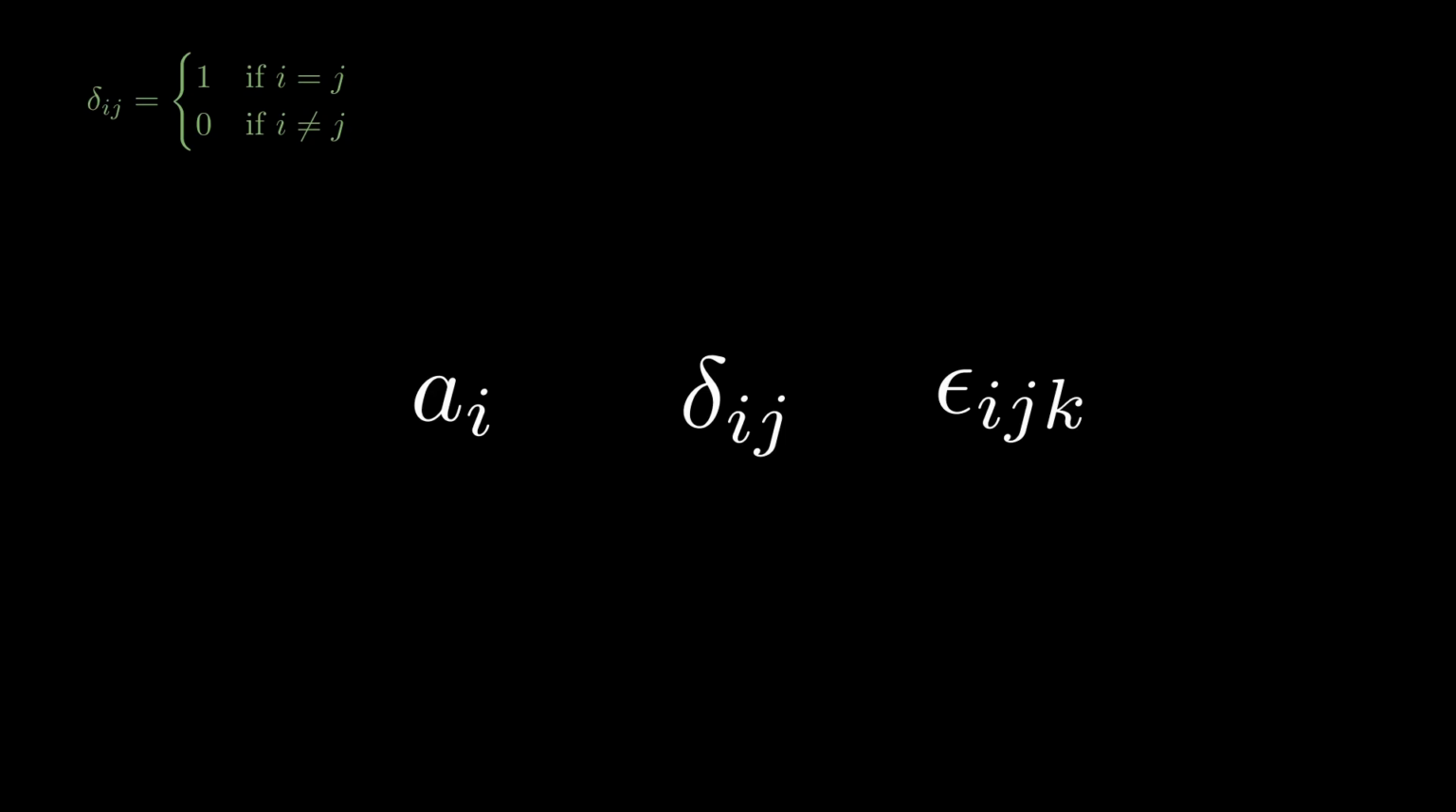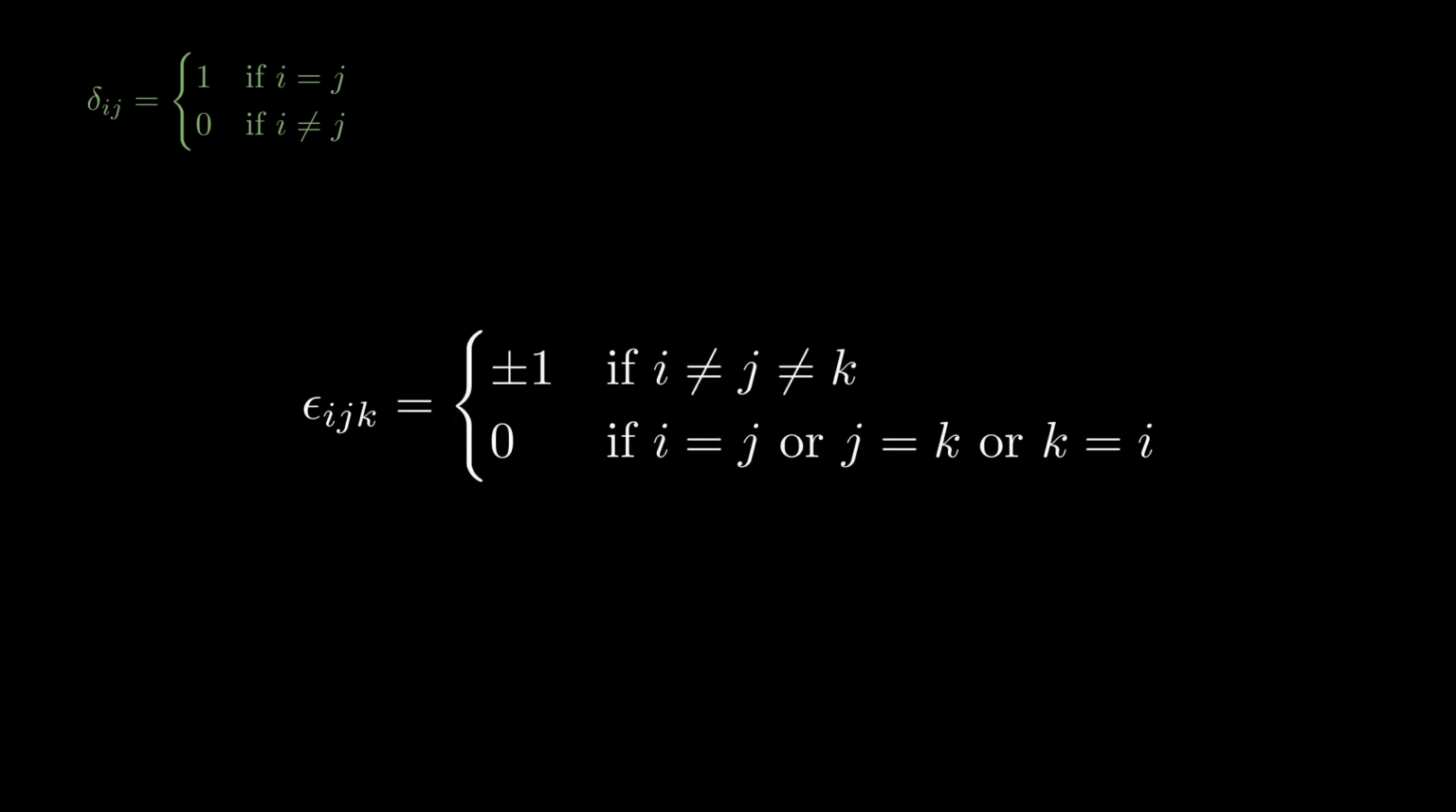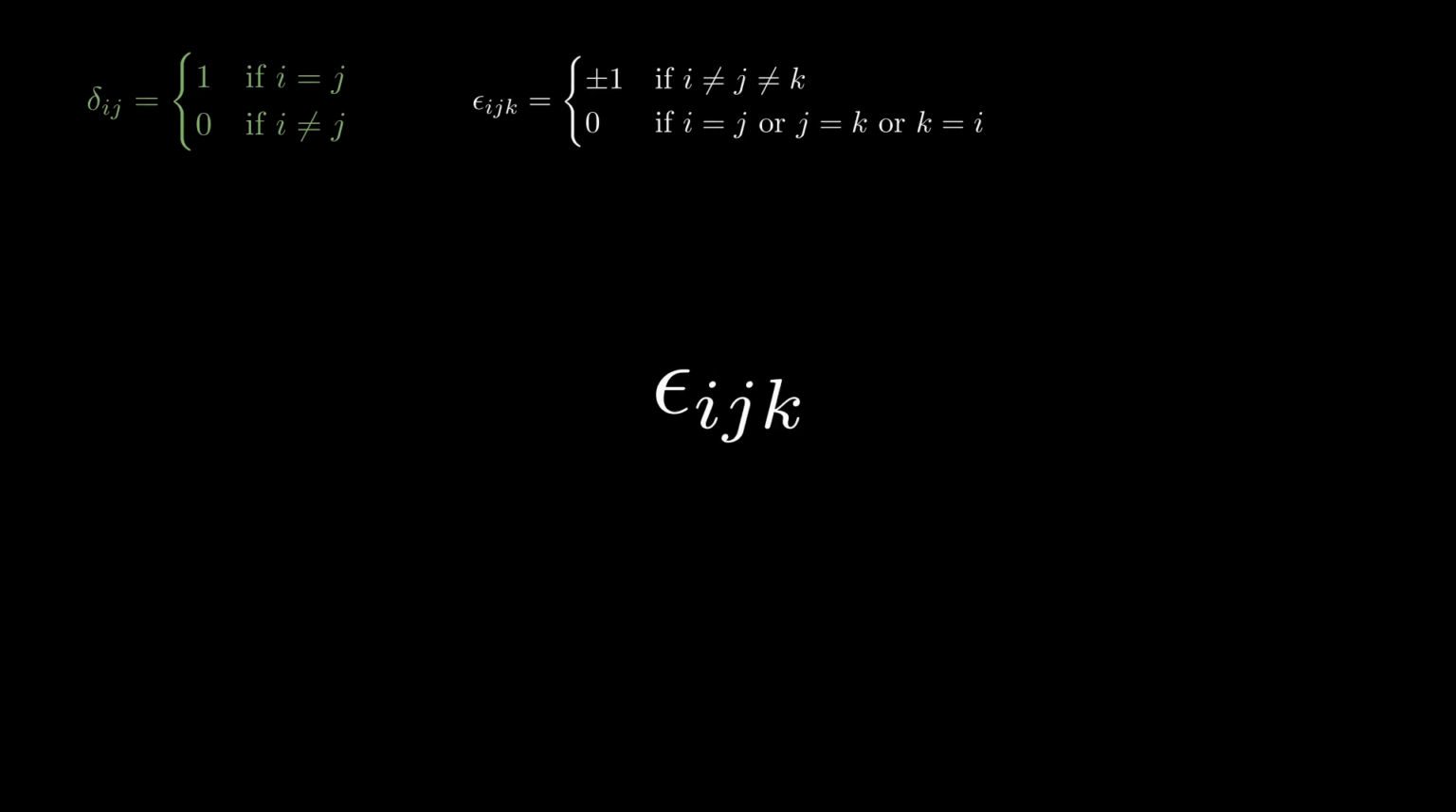Each of the indices can take on the values 1, 2, or 3, which often correspond to the x, y, and z axes. Then the Levi-Civita symbol is defined such that if all 3 indices are different, it's equal to either plus or minus 1, and if any 2 indices match, it's equal to 0. So for example, epsilon 1,1,2 is equal to 0 since the first 2 indices match, whereas epsilon 1,2,3 is equal to 1, and it will turn out that epsilon 1,3,2 is equal to minus 1. If none of the indices match, the rule for determining if the value of the symbol is plus or minus 1 goes as follows.